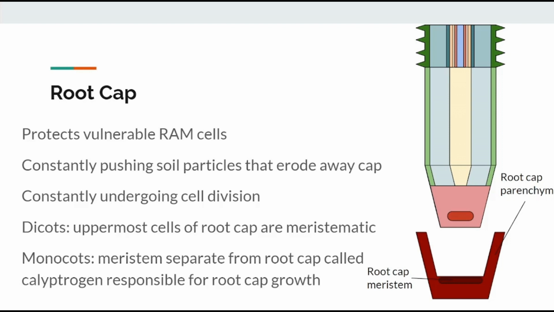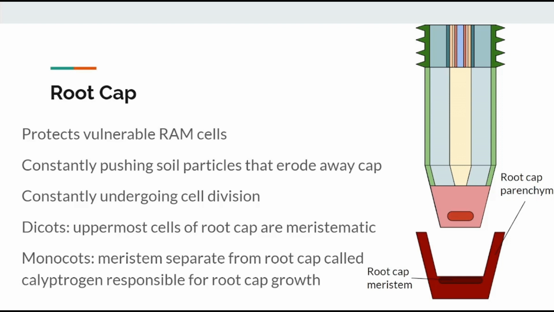Since it is the tip of the root, it is constantly pushing past abrasive soil particles that erode away the bottommost layer of cells exposed to the soil. In fact, only 4 to 5 days pass between a root cap cell being produced and it being eroded completely away. In order for the root cap to not erode away entirely, it needs to constantly undergo cell division. It accomplishes this by having the uppermost layer of cells of the root cap be meristematic.